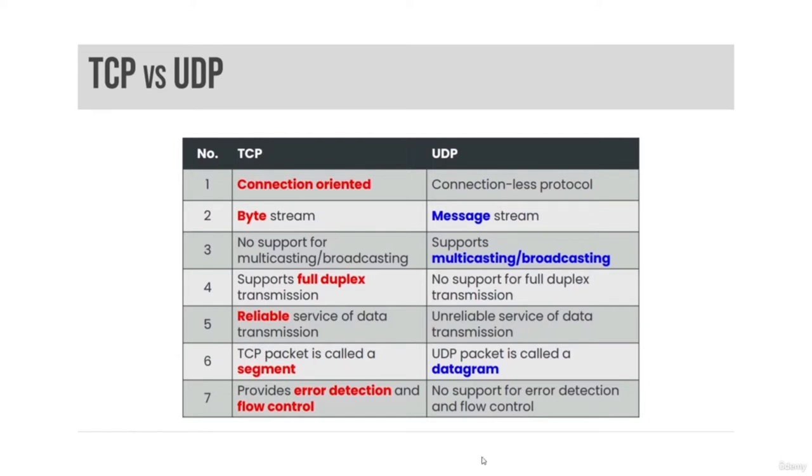UDP is a simpler and faster cousin to TCP. UDP is commonly used for applications that are lossy or can handle some packet loss, such as streaming audio and video. It is also used for query response applications, such as DNS queries.